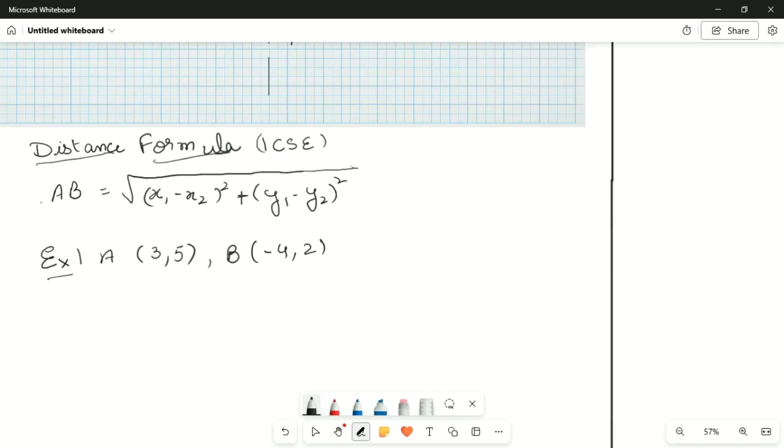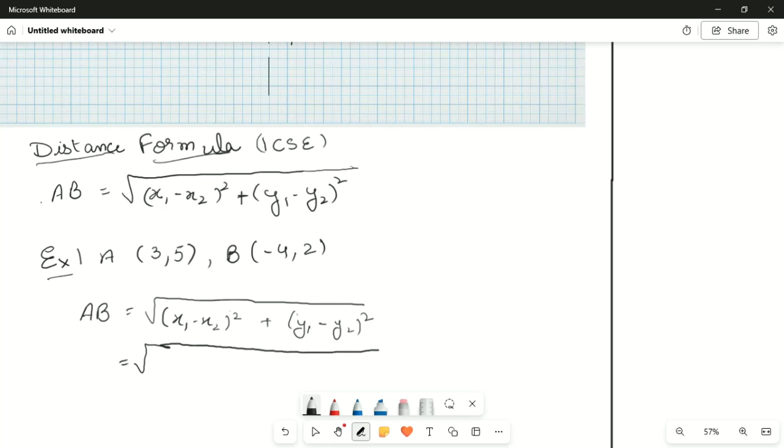So how would we find the distance? We would use the formula AB equals the square root of (x1 minus x2) whole square plus (y1 minus y2) whole square. Now putting in the values. Okay, (3, 5) is (x1, y1) and (-4, 2) is (x2, y2). What is x1? 3. What is x2? Minus 4. Since x2 is minus 4, we put it in a bracket.